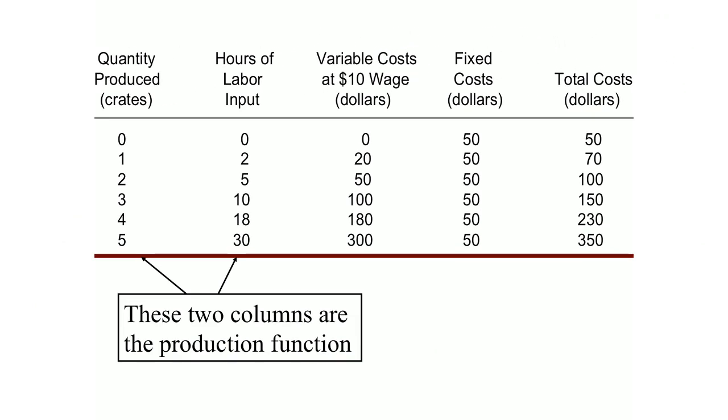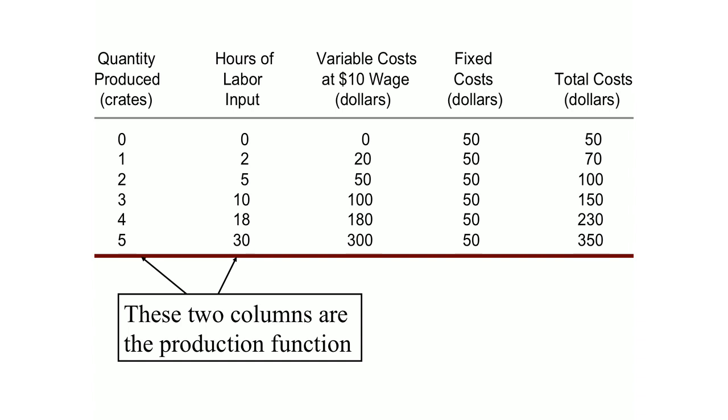The very first column gives you the quantity produced by the farmer in crates. The second is how much labor it takes to produce the crates. We'll give an example in terms of hours. And so, as you can see, the more crates that are produced, the more hours of labor are required. 1 crate takes 2 hours, 5 crates takes 30 hours, etc. That's what we mean by the production function, just simply that relationship.